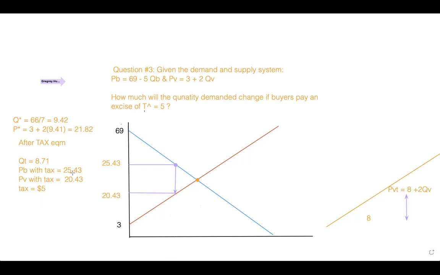But anyway, to answer question number 3, we want to find how much the quantity demanded changes if the buyer pays an excise tax of 5. Excise tax is another name for a quantity tax. That's the type of tax that we're illustrating. So it's just going to be the difference between Q star and QT. So William, what did you get as the answer for number 3?